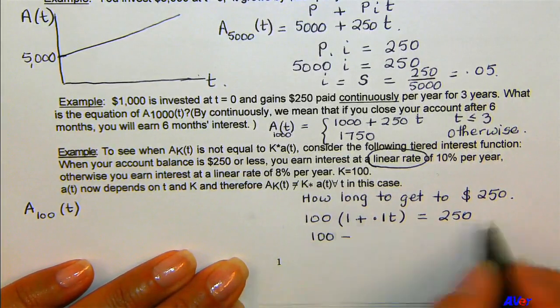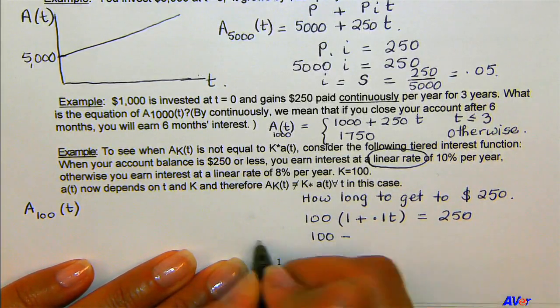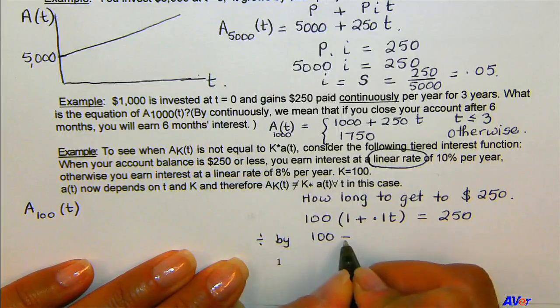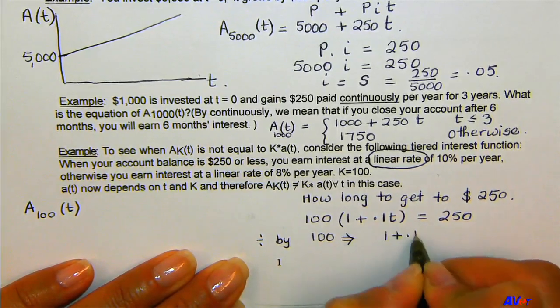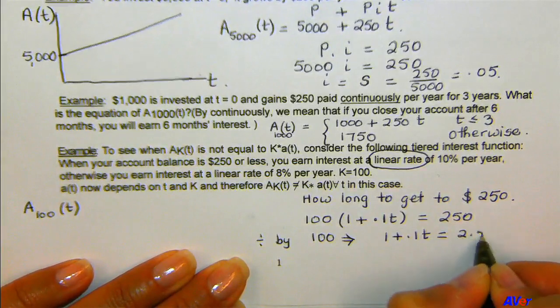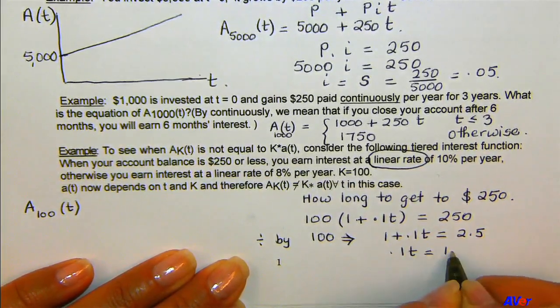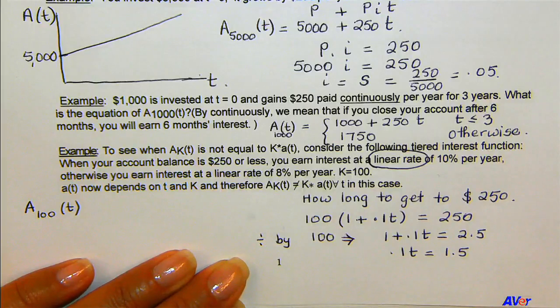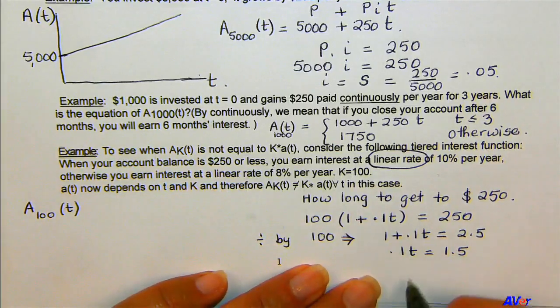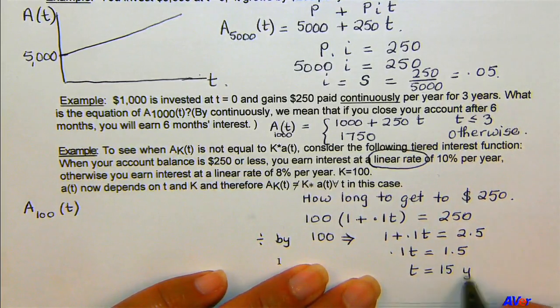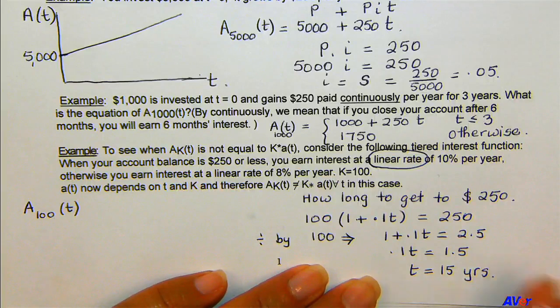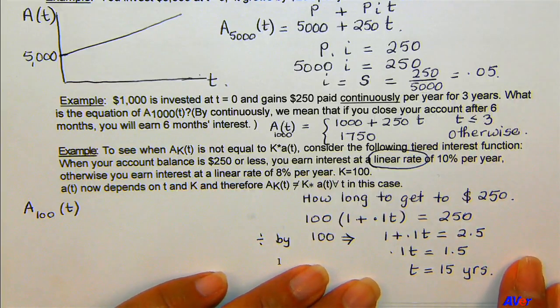Let's just divide both sides by 100, and I get 1 plus 0.1t equals 2.5. Therefore, 0.1t equals 1.5. Therefore, t equals 15 years. So it's going to take me 15 years for my money to be $250 at simple interest rate 10%, which makes sense, right? $10 a year for 15 years. So 100 plus 150 will make 250.